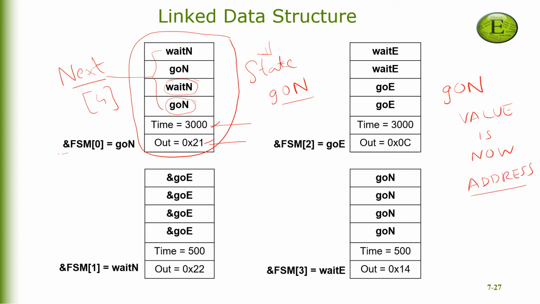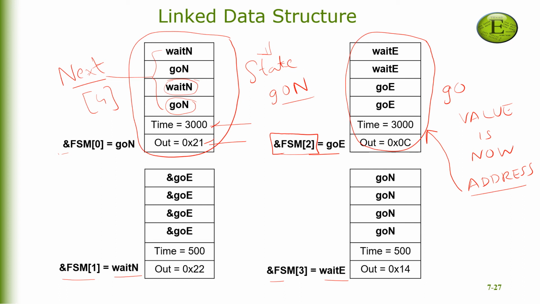And the same goes for go east. The go east state has the following values of its variables and attributes, and it is at finite state machine array index number 2. And go E, in this case, we can say the go E value is now an address. Similarly, wait N also represents an address. Wait E also represents an address. So address of what? The go E value we said was an address. It is an address corresponding to this state, and that's why it is shown here.